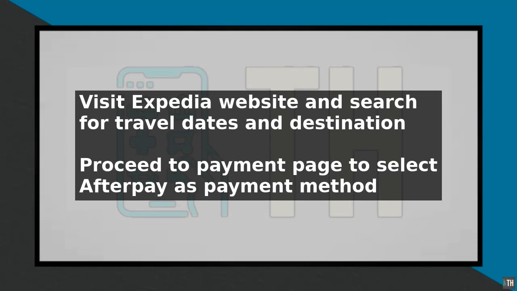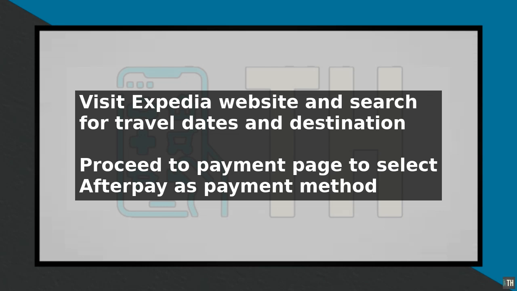To use Afterpay on Expedia, start by visiting the Expedia website and searching for your desired travel dates and destination. Once you have found your preferred flight, hotel, or package, proceed to the payment page. On the payment page, you will see a list of available payment options, including Afterpay.